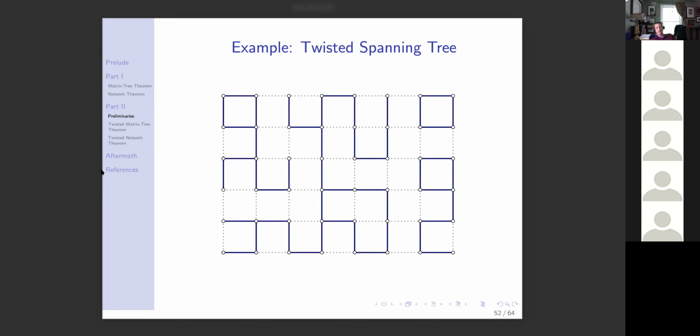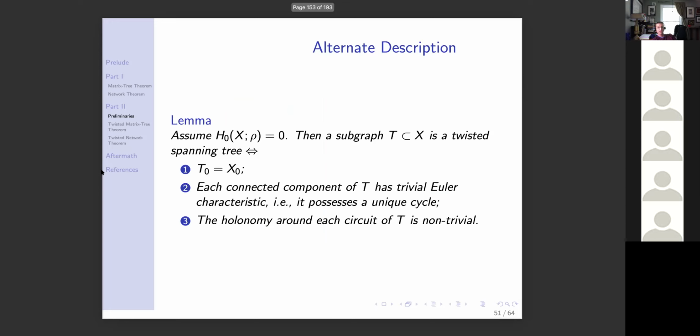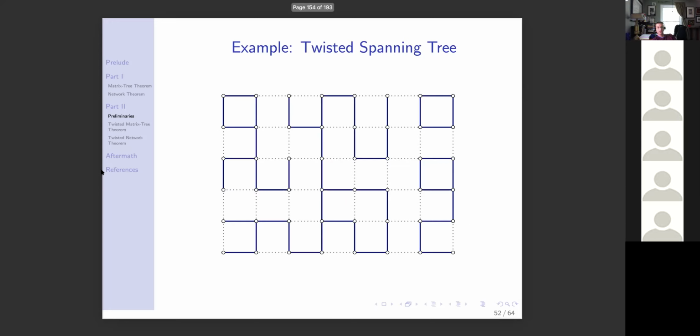And here's a picture. My graph is, what is it? It's an 8x7 grid, it looks to me. The twisted spanning tree is, the edges are in dark blue. There are 4 components, and each component has a unique cycle. I have not described the holonomy here. I've just drawn a picture of something satisfying the first 2 conditions. So that's a twisted spanning tree.